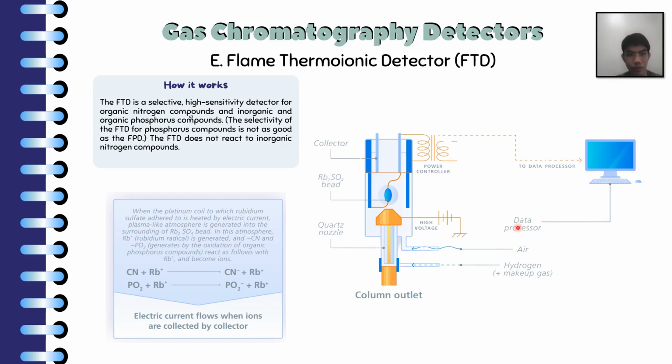This detector works by, we have your sample, and the sample is passed through a glass bead. In this case, it is rubidium sulfate. This rubidium sulfate is electrically heated in the presence of hydrogen and air, and this forms a plasma around the bead. Now, if your sample came in contact with this bead, what happens is they transform to an ion, and a collector will collect those ions and send it to a data processing machine, which forms the chromatogram.